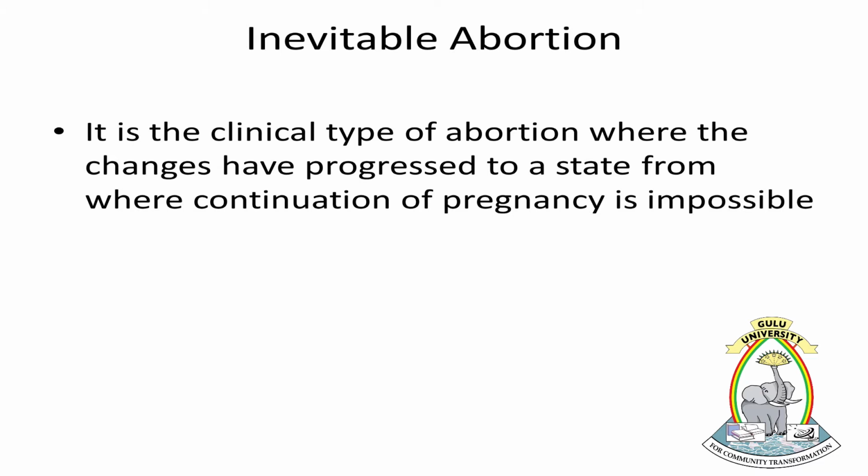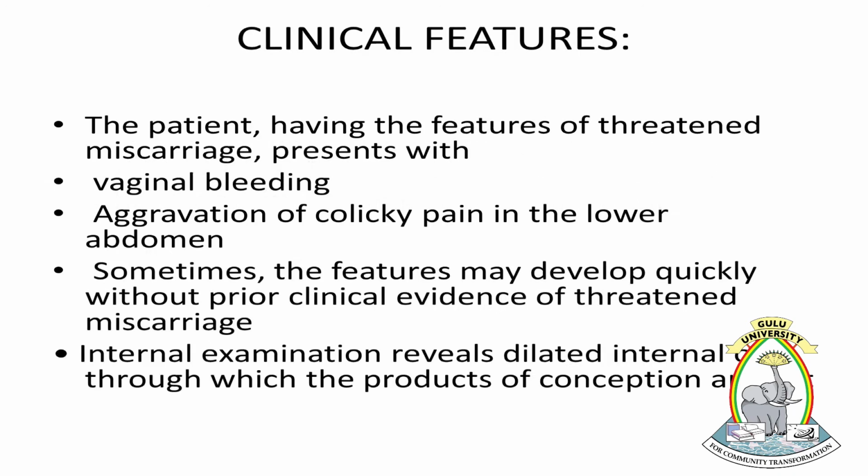In this case, changes have progressed so much that it is not possible for the pregnancy to continue. That means that you may not avoid this kind of pregnancy loss anymore. Clinically, this patient has features of threatened miscarriage, which initially was present, with increasing vaginal bleeding and aggravation of pain. So the pain becomes more and more. That means that the uterus starts contracting to expel the product of conception.